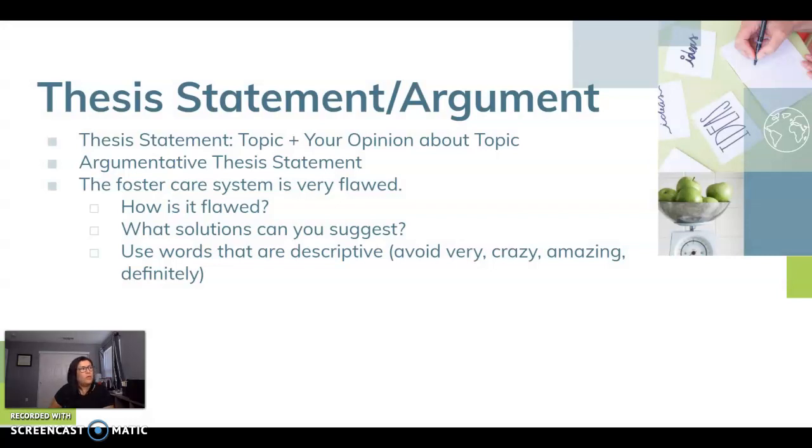All right, and then you also want to provide us with your thesis statement or your argument. The most simplistic version of what a thesis statement is, just as a refresher here, is the topic that you chose and your opinion about that topic. That's the most simple way to explain it, but it's not very descriptive, right?